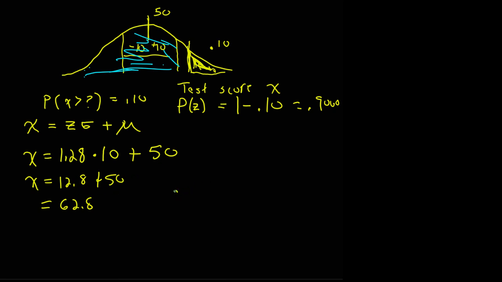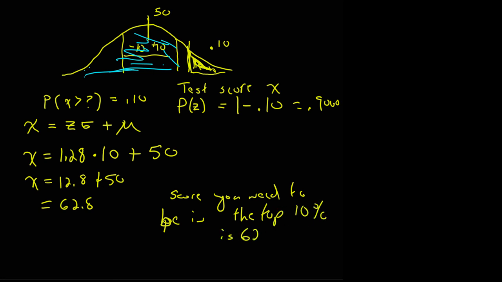And so the score you need to be in the top 10% is a score of 62.8 on the exam. And the book goes on to say, hey, look, most scores like this are whole numbers, so round it up. And they round it up to a 63.